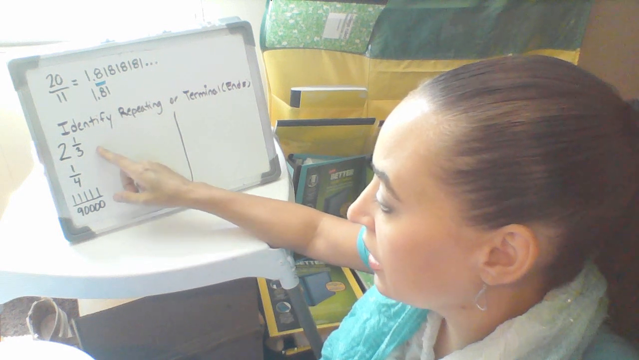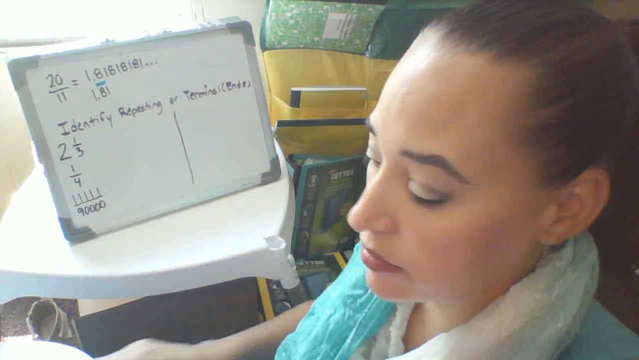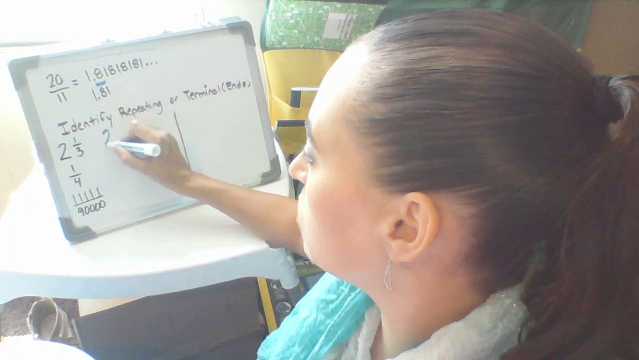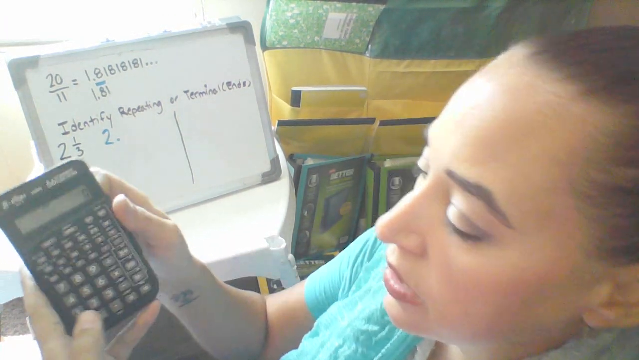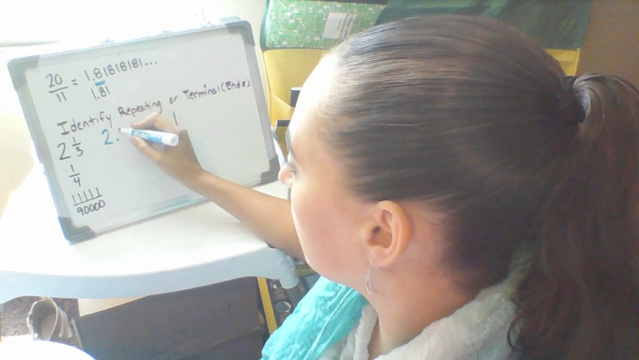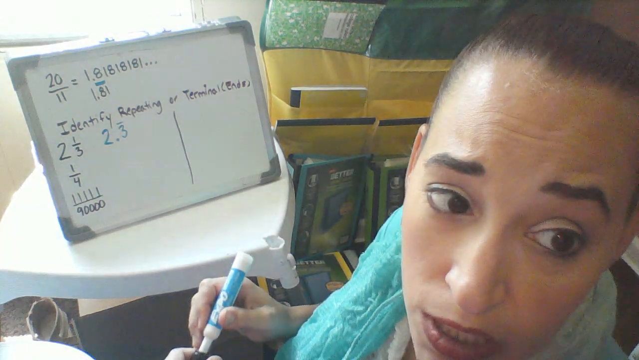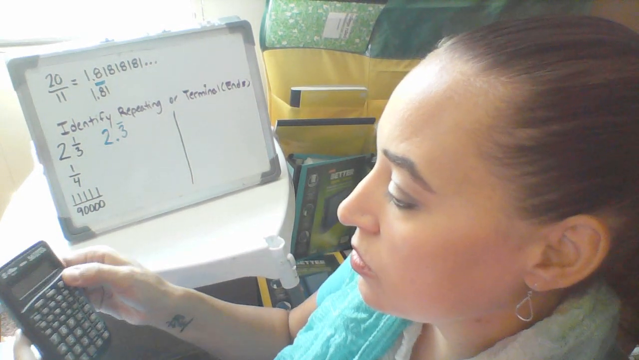So let's try to identify these three, identify whether they're repeating decimals or terminating decimals, and what numbers actually repeat. So remember, if you have a mixed number, the 2 is just a whole number. So we're going to say it's 2 point. Now we check out the 1/3. So we're going to clear. We're going to do 1 divided by 3. Enter. So we see it's 0.333333. So that means that 3 is a repeating decimal. So we're going to do 3. And we're going to put a line over the 3 to let anyone else know that 3 repeats over and over and over again.